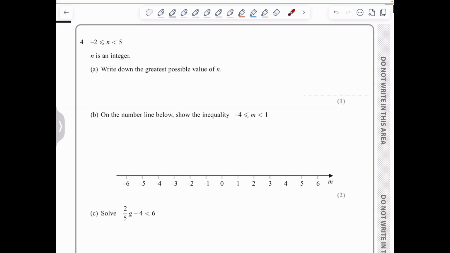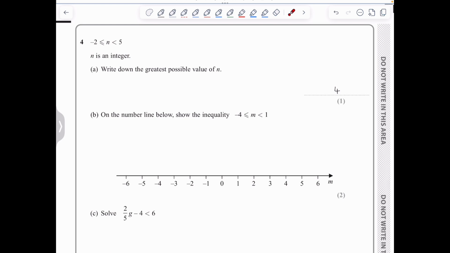In question 4, we've got negative 2 less than or equal to n less than 5. Now n is an integer, and we need to write down the greatest possible value of n. So obviously n cannot be 5 because this is a strict inequality, and n being an integer means that the greatest possible value for n is 4.